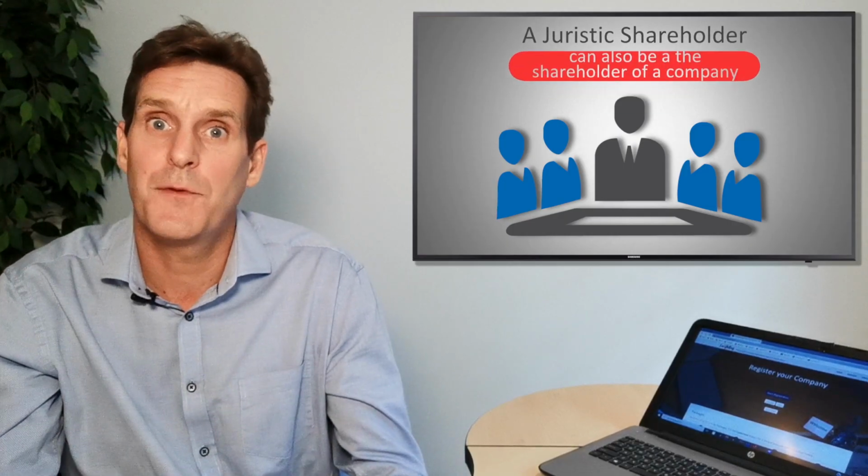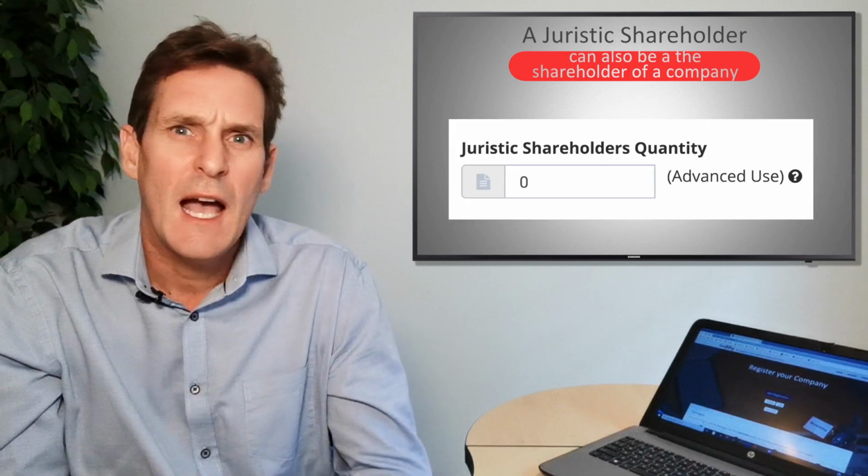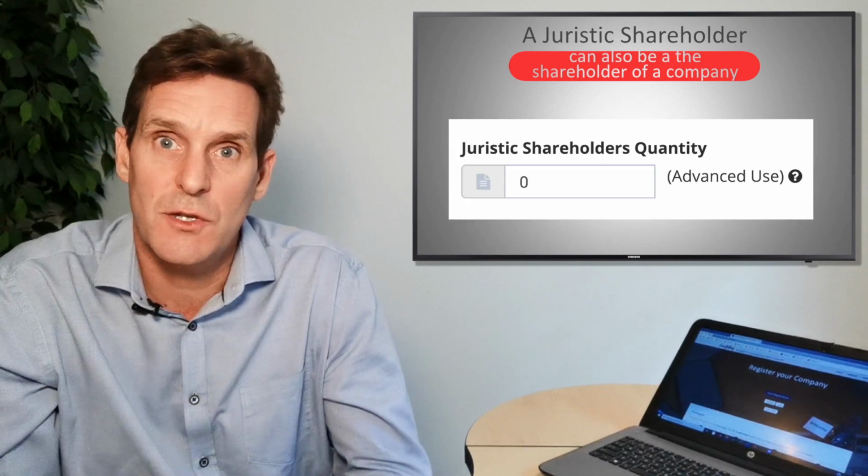For example, a juristic shareholder, which is a legal name for a company or a trust, can be the shareholder of a company. However, very few people choose this option. But don't worry too much about the exact number of directors and shareholders at this stage, as you can always add or remove a director or a shareholder at any stage, even after the company is registered.